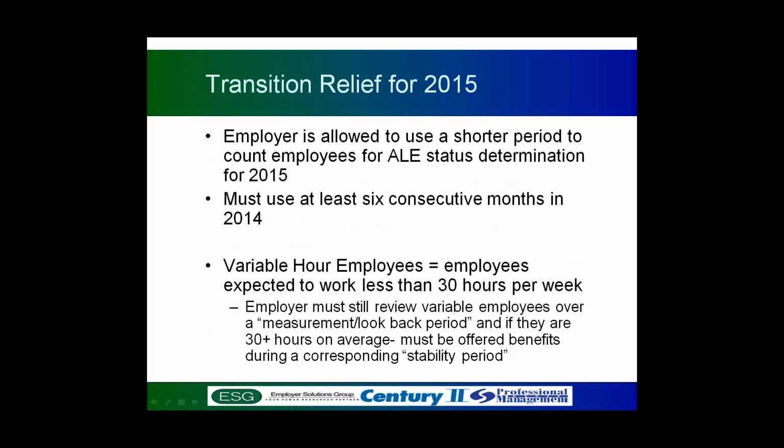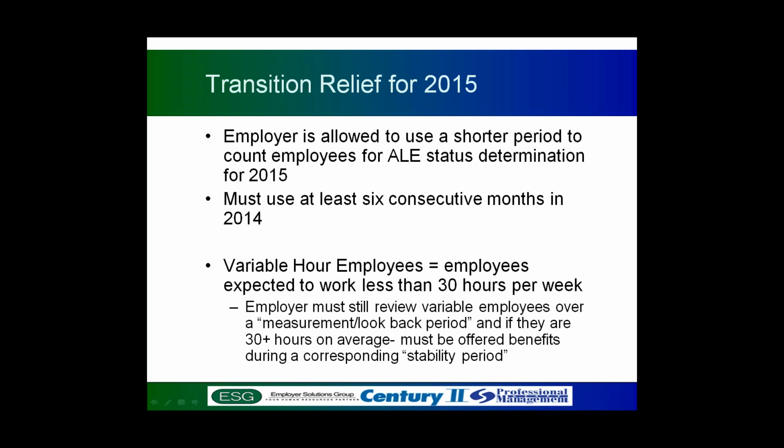Now, there is some transition relief available for 2015. So an employer is allowed to use a shorter period to count their employees for ALE status determination in 2015. They may use a consecutive 6-month period chosen by the employer. And then from 2014, they had to use a 6-month consecutive period.